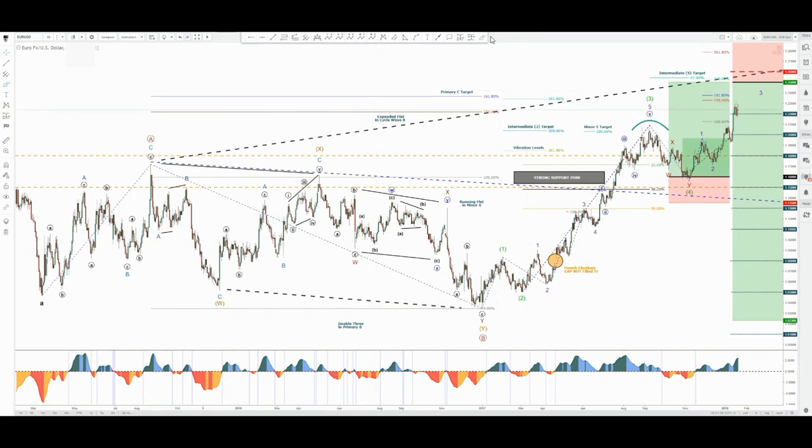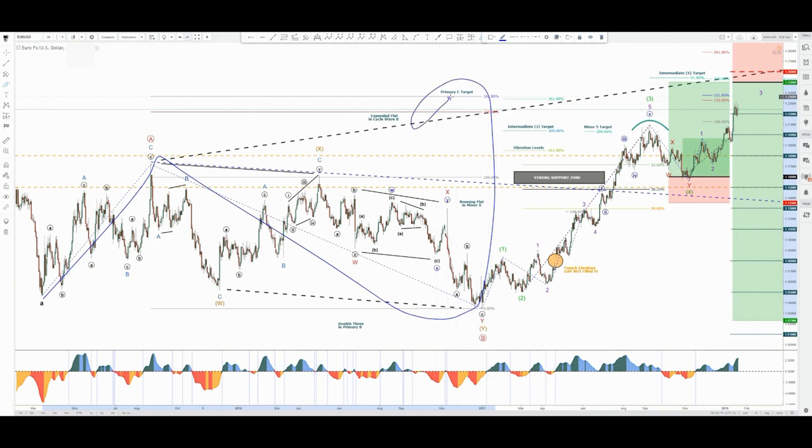Basically, what I'm having here is a double three in this primary B. So A, B, creating a lower low, which, because we went higher than this point with the price action, can only be an expanded flat for the C. So the C wave is going up, and what I have here is some Fibonacci measurements from A towards the bottom of B, 161.8.